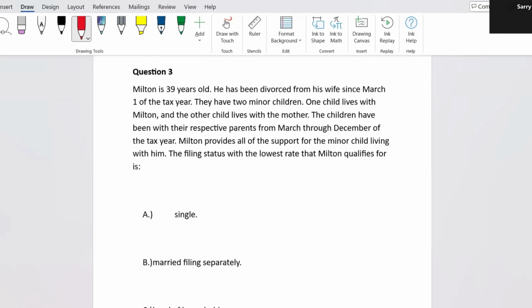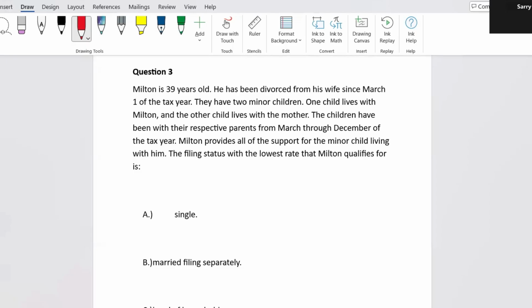Okay, Milton is 39 years old. He's been divorced from his wife since March 1 of the tax year. They have two minor children. One lives with Milton and the other child lives with the mother. The children have been with their respective parents from March through December of the tax year. Milton provides all the support for the minor child living with him.